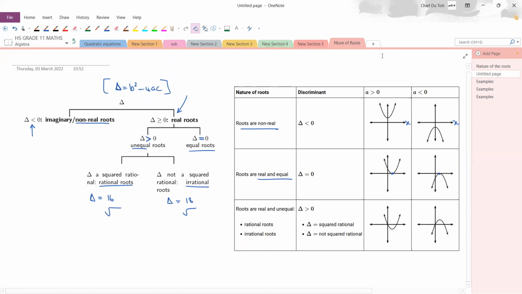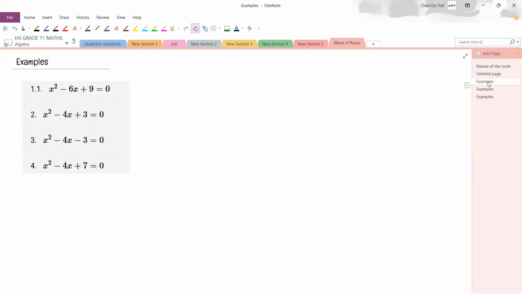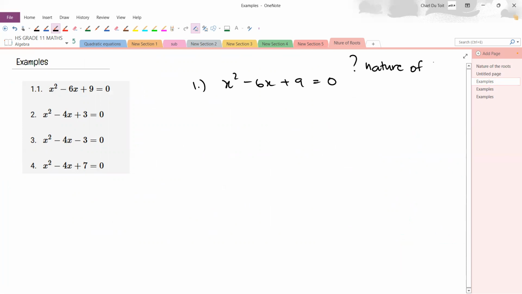Right, let's do a couple of examples. So if I give you the first one, it's x squared minus 6x plus 9 equals 0. And then I'm going to ask you, what is the nature of the roots? Okay, help me here, Amira. What are you going to do?